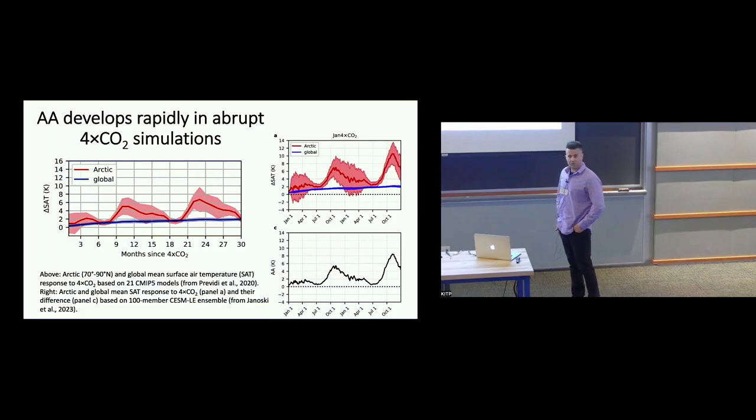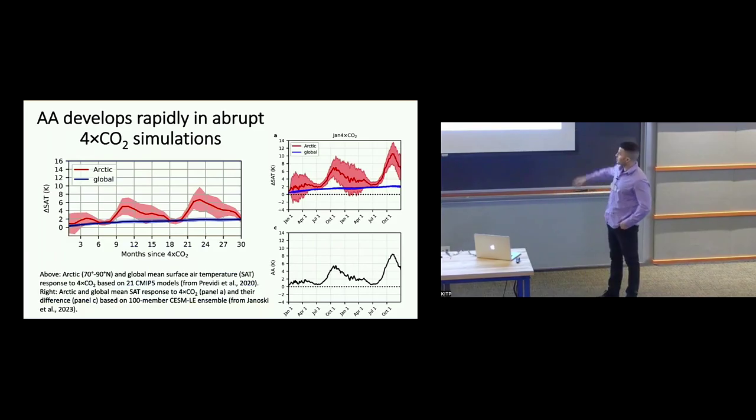Ty subsequently ran his own model simulations, again, abrupt 4 times CO2 simulations with the large ensemble configuration of the CESM. And so the plots on the right here are from his 2023 paper where he analyzed those simulations. And for this paper, Ty had actually saved out the daily data, the daily model output from these 4 times CO2 runs. And so the top plot is showing, again, the Arctic and the global mean temperature response relative to the pre-industrial control simulation.